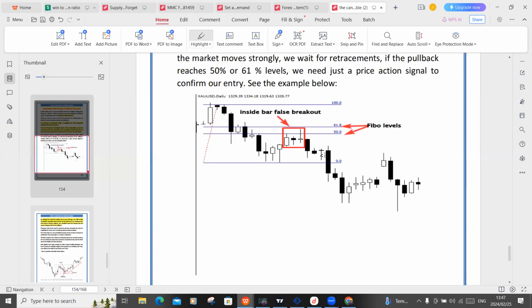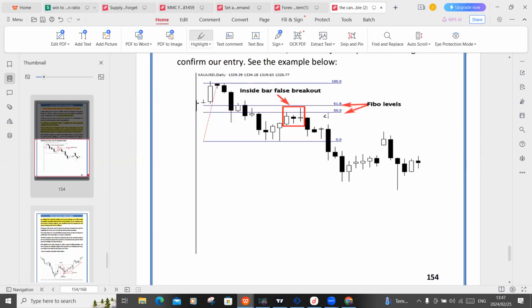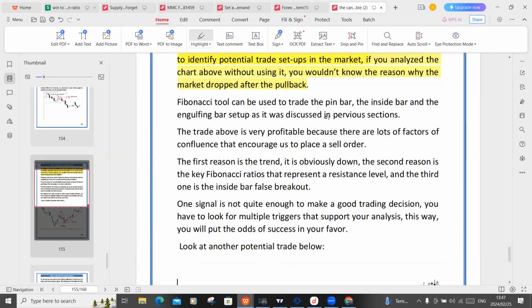So we're going to jump into the charts just now to look for a particular example. Again, we're going to use the naked chart just to make this more clear. So Fibonacci 2 can be used to trade the pin bar, the inside bar, and the engulfing bar setup as it was discussed in previous sections.